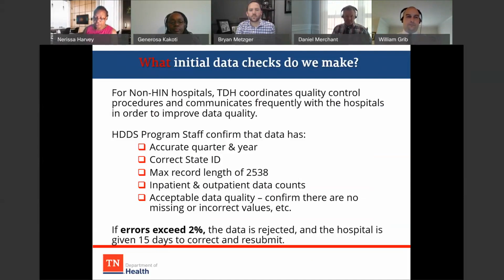Certain variables are checked for appropriate coding, missing or incorrect values. If a variable or field exceeds 2% in the error rates, then the data is rejected. We will send a written letter to the facility to tell them the problem, what variable needs to be corrected, and we will ask them to correct and resubmit that data within 15 days. Again, failure to do so can result in penalties and fines.